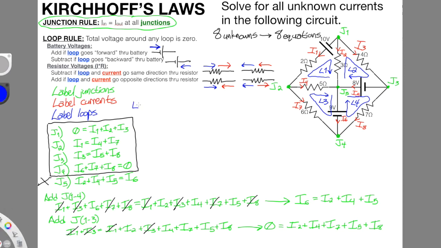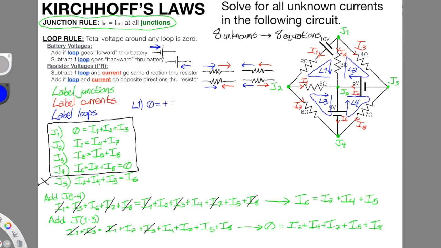So for my loop 1 equation, again 0 equals. And I'm going to start from the very center of this circuit as I make my loop, and the first thing I encounter is this 5 ohm resistor right here. My loop, as I work my way around, is going to the left through the 5 ohm resistor, but my labeled current I4 is going to the right. So this means my loop and my current are going opposite directions, so I need to add this resistor voltage.